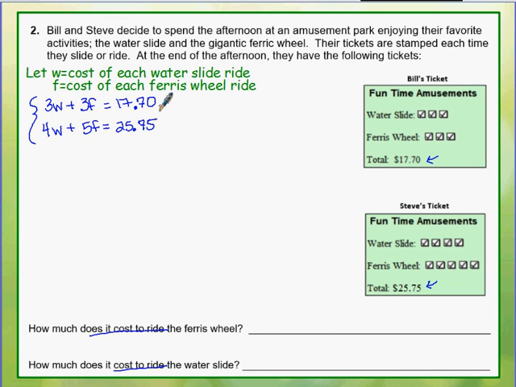I am going to choose to eliminate the F variable. In order to do so, I need to make both F terms have the same coefficient but opposites. So if I multiply the top equation by -5 and the bottom equation by +3, I'll end up with -15F over +15F.